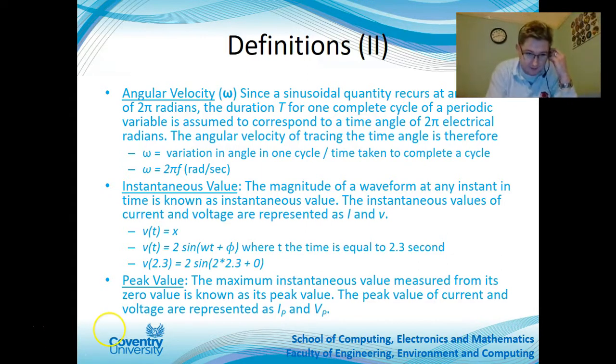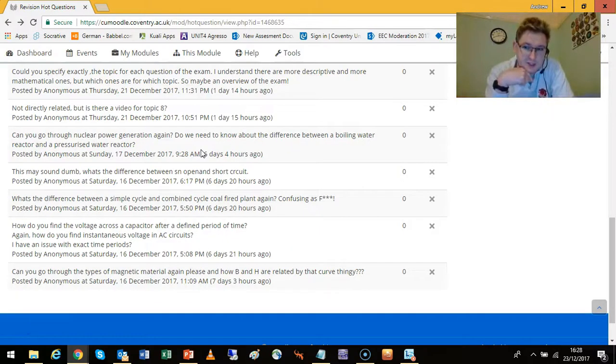Learn by doing. So that brings us to our last hot question for this revision video. Let's have a look at that now. This question says, can you go through the types of magnetic material again, please, and how the BH curve, the curve thingy, is related?